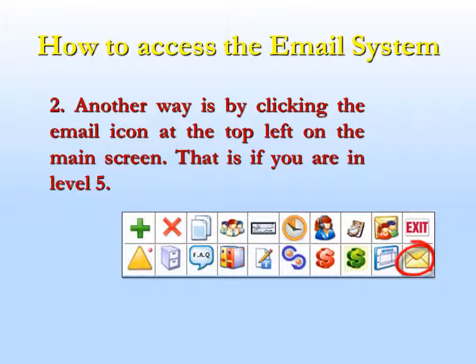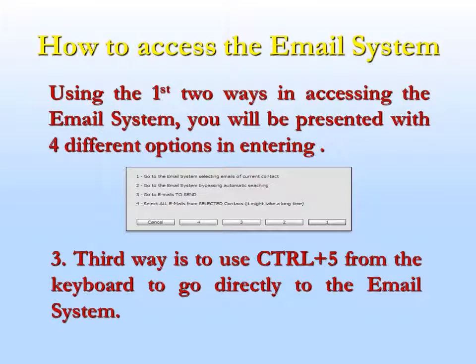Another way is by clicking the email icon at the top left of the main screen, that is, if you're in level 5. Using the first two ways in accessing the email system, you will be presented with 4 different options upon entering. The third way is to use Ctrl 5 from the keyboard to go directly to the email system.